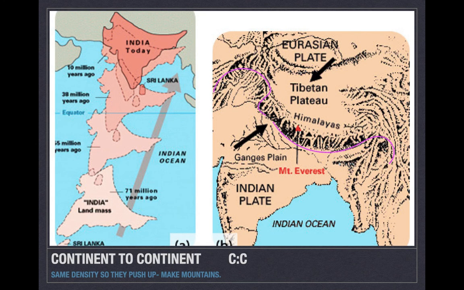Then on continent to continent, you're looking down at the blue parts. You're going to write the blue parts that are down there at the very bottom. So continent to continent, please put on there that it's sea to sea, right? Continent to continent. They're the same density, so they push up and make mountains. And then our example is the Himalayan mountains. So same density, push up, make mountains.